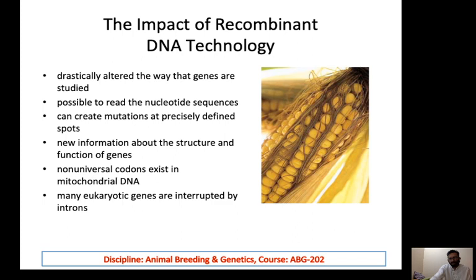Similarly, many eukaryotes are multicellular organisms. Their genes are interrupted by introns, that is, non-coding regions between the coding regions, and this discovery is also due to recombinant DNA technology. And finally, we are able to produce commercial products, and one of the widely used such products is insulin for the human diabetic condition.